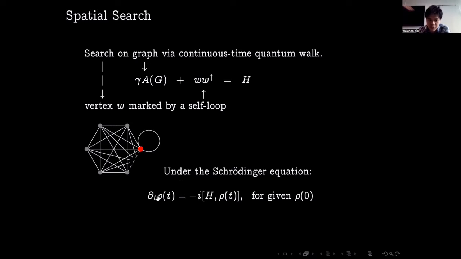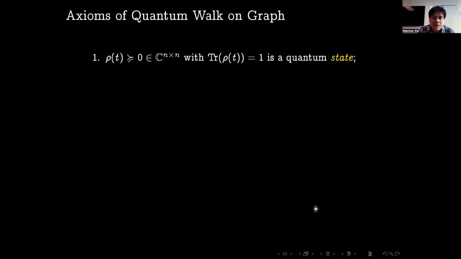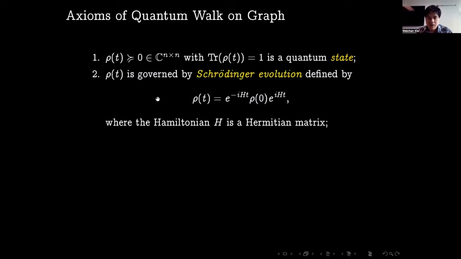The Schrodinger equation here looks strange. It looks different from the ordinary Schrodinger equation. It's because we're choosing the quantum state as a density matrix, not the state vector. So we have the quantum state as a density matrix with the trace equal to one. Solving the Schrodinger equation, we get the evolution of the density matrix: rho equals the initial state conjugated by the unitary matrix, e to the minus iHt and e to the iHt.